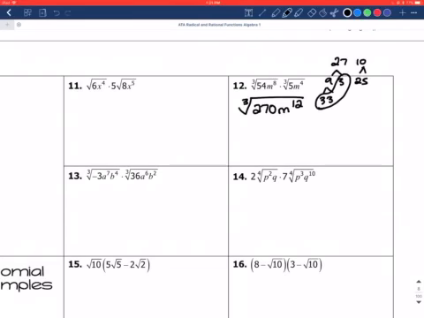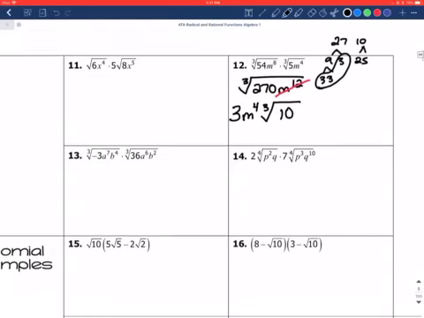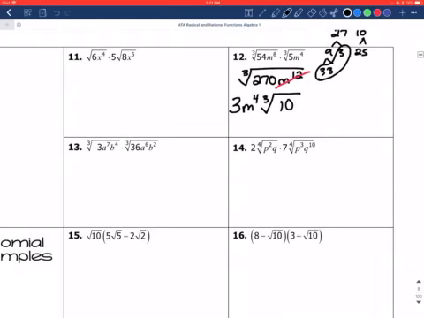So this is a cube root, so it takes 3 to pop one out. A 3 is going to be on the outside. The 10 is going to be on the inside. And m to the 12th power is already a multiple of 3, so we can go ahead and divide and make that m to the 4th. And that is our final answer, 3m to the 4th cube root of 10. And that's it for number 12.